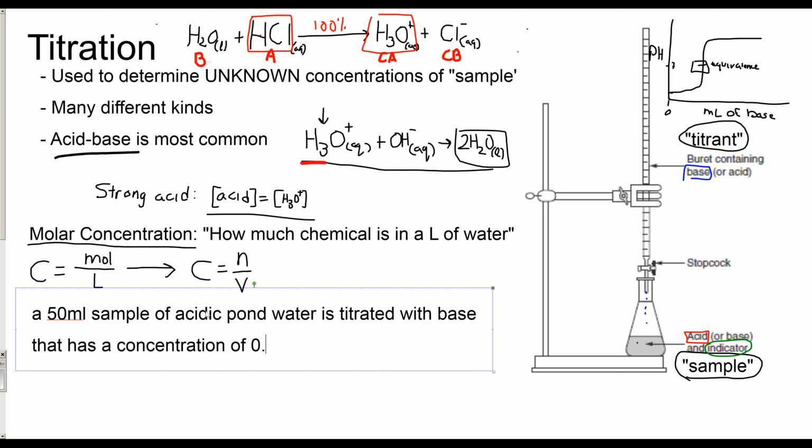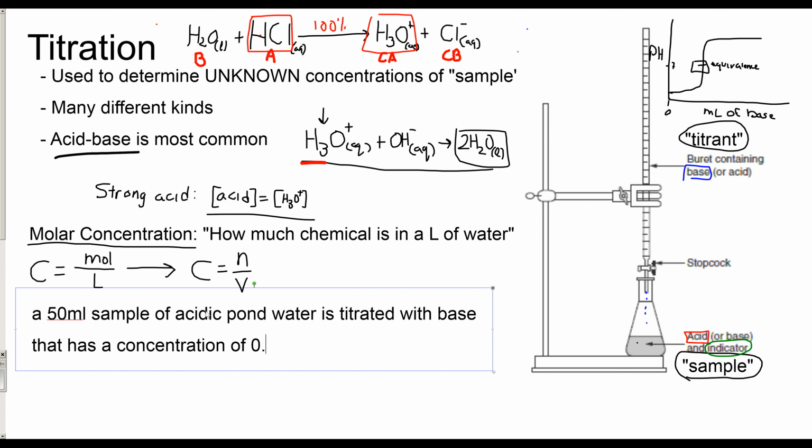So I'm going to stop right here and read it out. A 50 mL sample of acidic pond water was titrated with base that has a concentration of 0.05 moles per liter. Eventually we're going to have to figure out what the concentration of acid in the pond water is.